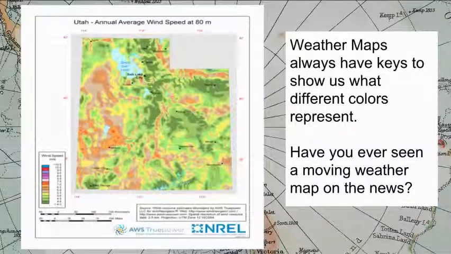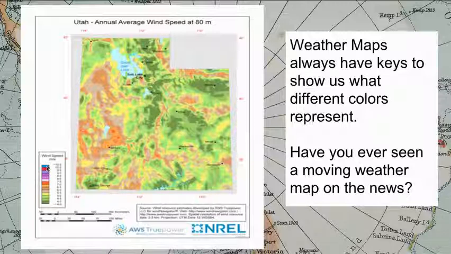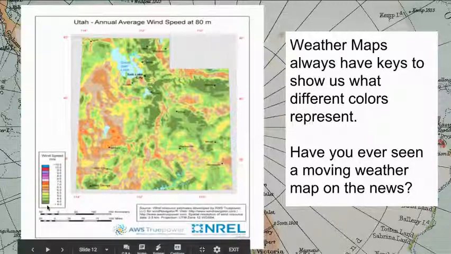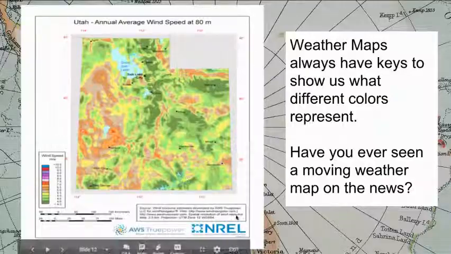Have any of you ever seen a moving weather map on the news? This key is color-coded to show us the different average wind speeds in Utah. So we can see that the blue areas have the highest wind speeds and the dark green areas have the slowest wind speeds. The red is pretty fast. So I can see that in this area, there are very quick wind speeds. It might be a great place to fly a kite.